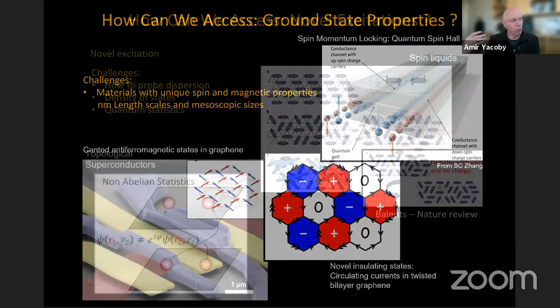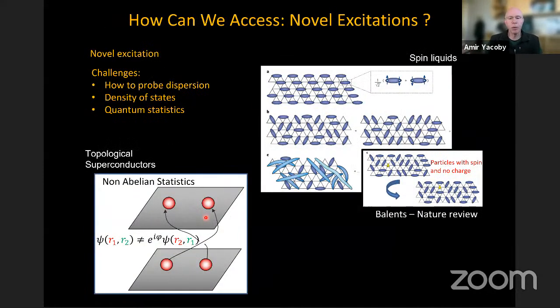Now, you might say, well, what about excitations? Suppose I look beyond the ground state of a material and ask, what types of excitations can live in some materials? And here again, over the past decade or so, there's been tremendous development in appreciating the fact that there are many, many novel types of excitations. And the question is, do we have the tools to study them?